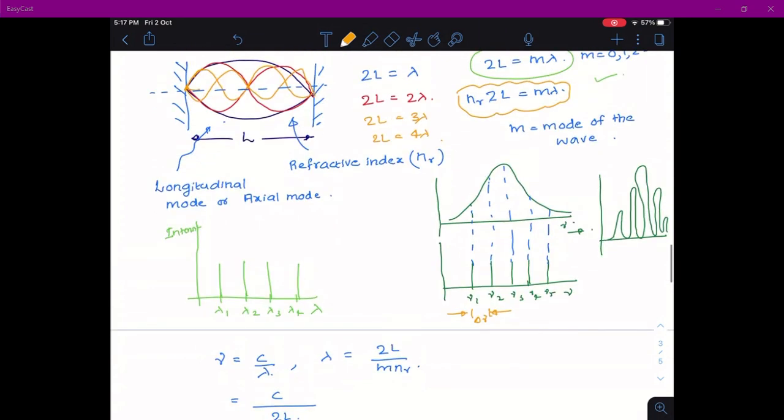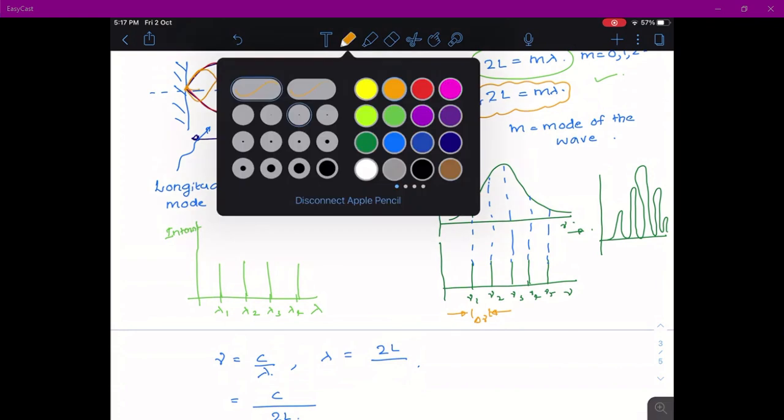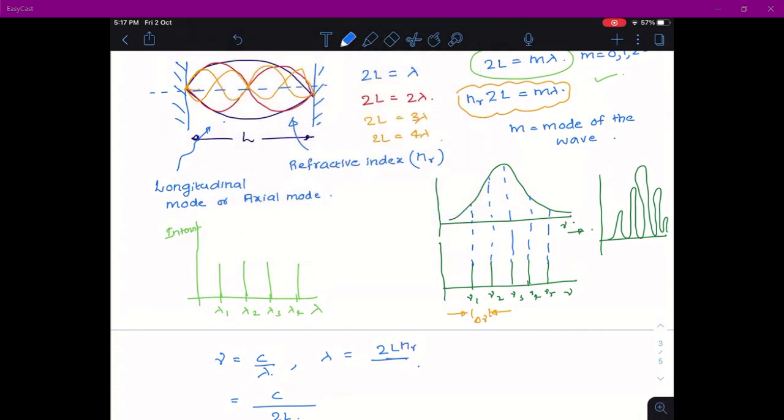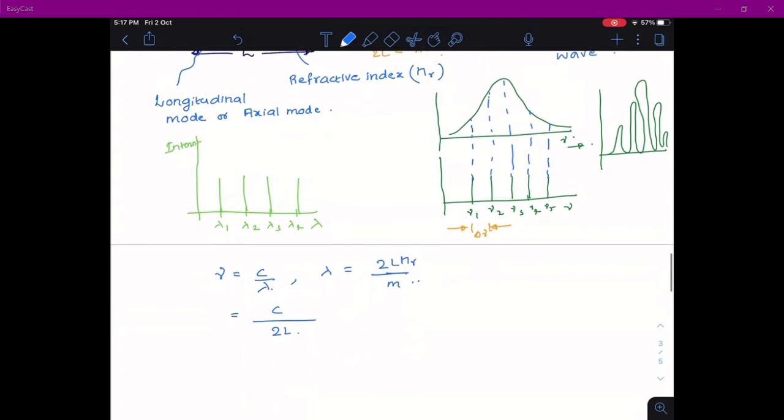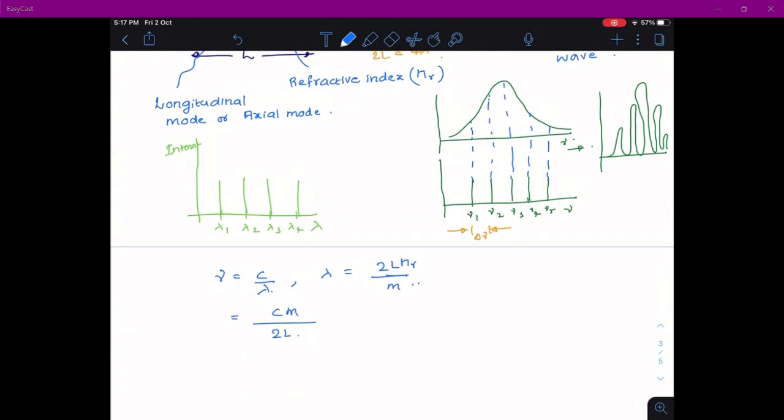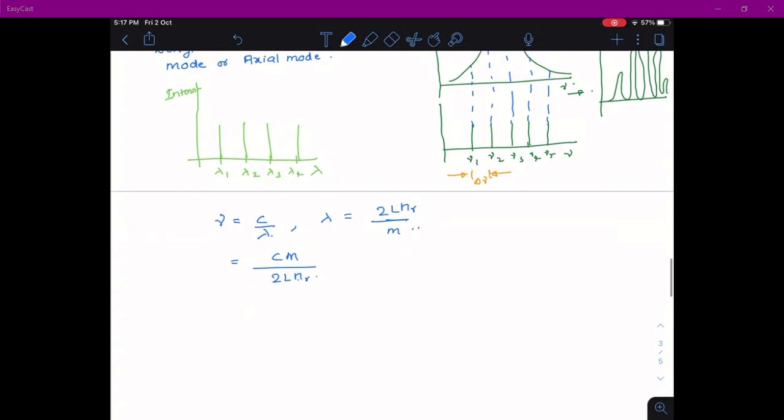Okay. So here it will be 2L nr by m. So we will get C into m by 2L nr. Okay. For m equal to 1, nu is equal to C by 2L nr. For m equal to 2, nu, so this is nu 1, nu 2 is equal to 2C by 2L nr.